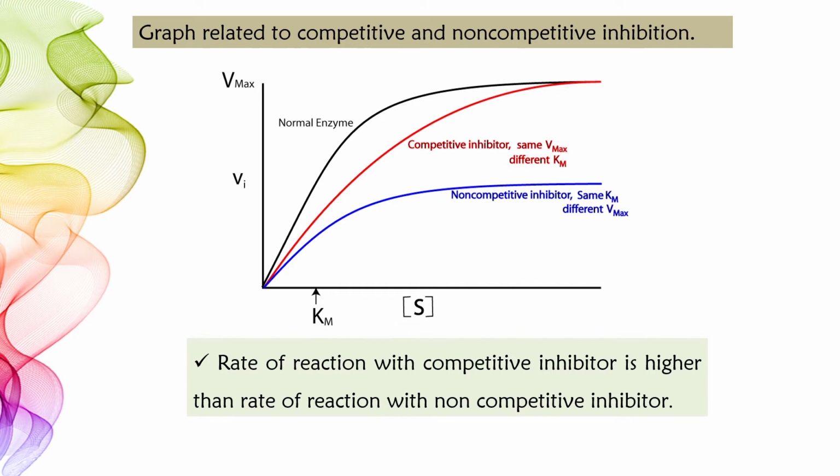This figure shows graph related to competitive and non-competitive inhibition. The graph shows rate of reaction with competitive inhibitor is higher than the rate of reaction with non-competitive inhibitor. The effect of competitive inhibitor can be overcome by increasing the concentration of substrate since they compete with the substrate to bind to the active site. But the effect of non-competitive inhibitor cannot be overcome by increasing the concentration of substrate since they do not compete with the substrate to bind to the active site.